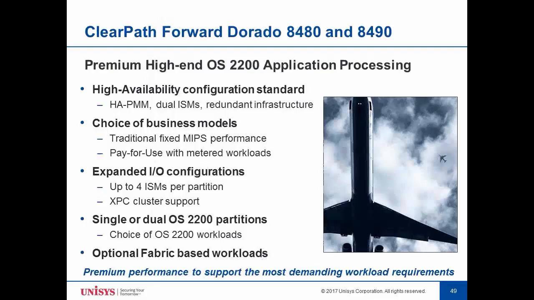The high-end system for these new platforms is the Dorado 8480 and 8490. It's our premium high-end OS 2200 application processing capability, providing the very highest single thread, single partition, and single image performance of any Dorado system we've ever offered. And I've talked to a couple different OS 2200 clients that are seriously considering the move to an 8400 because they need that additional performance.